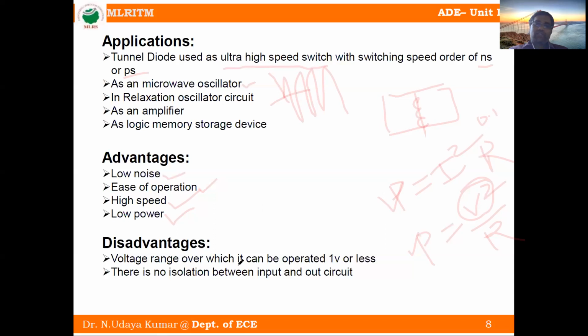So the voltage range over which it can be operated is 1 volt or very less. This is one disadvantage, because many electronic appliances require more than 5 volts. So less than 1 volt is one disadvantage. The other disadvantage is there is no isolation between input and output circuit. Okay, so this is the tunnel diode.